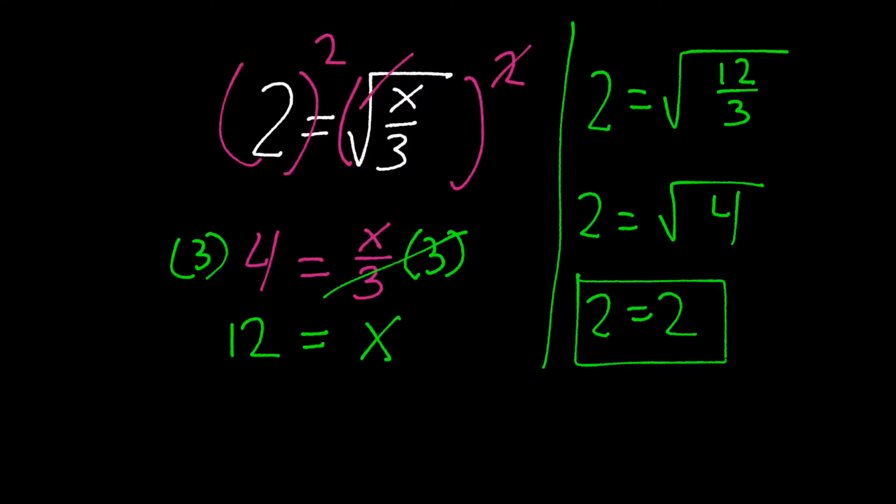So there we go. It looked ugly to begin with, but as long as we follow our rule of getting the radical by itself, squaring or doing whatever power we have to get to undo the radical, it works out just fine. Alright, let's do one more, probably one of the uglier ones we could possibly see.